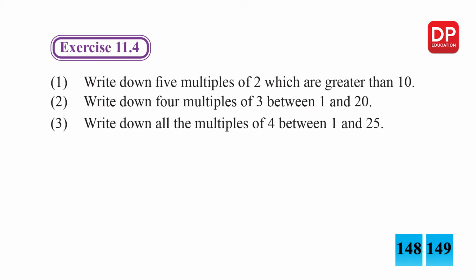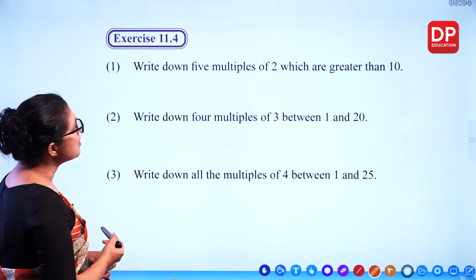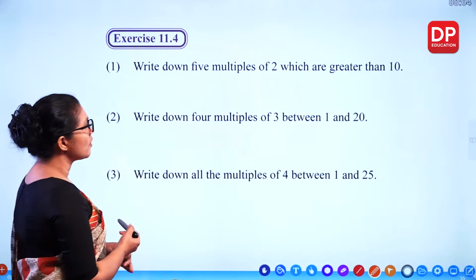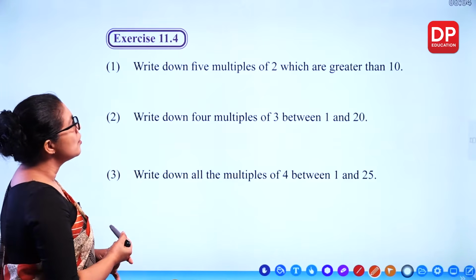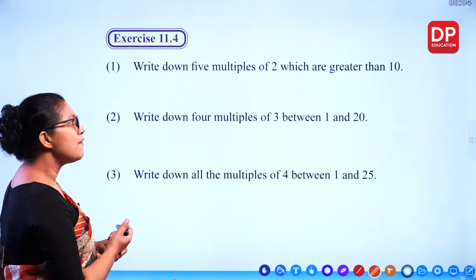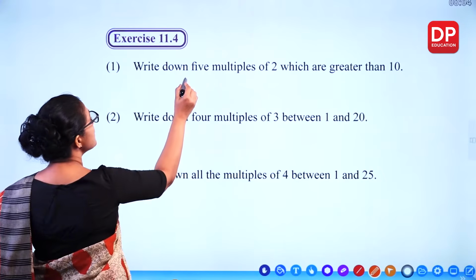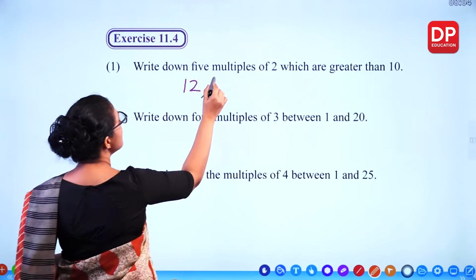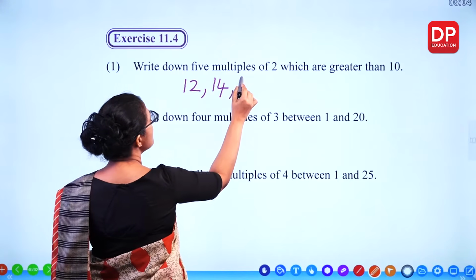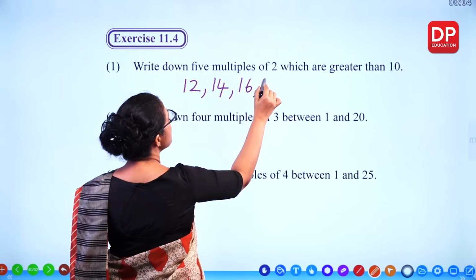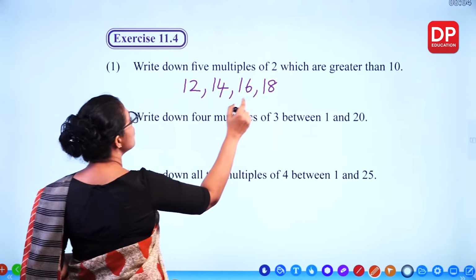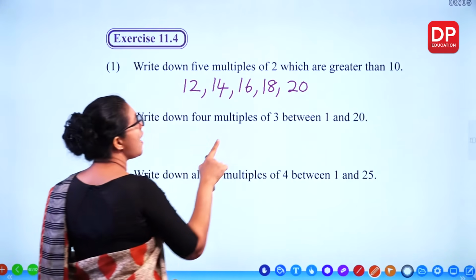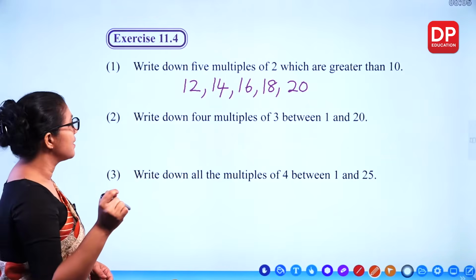Exercise 11.4. Write down 5 multiples of 2 which are greater than 10. So what are the multiples? 2 times 5, 10. 2 times 6, that's 12. 2 times 7, 14. 2 times 8, 16. 2 times 9, 18. And 2 times 10, 20. So we need to write numbers greater than 10.